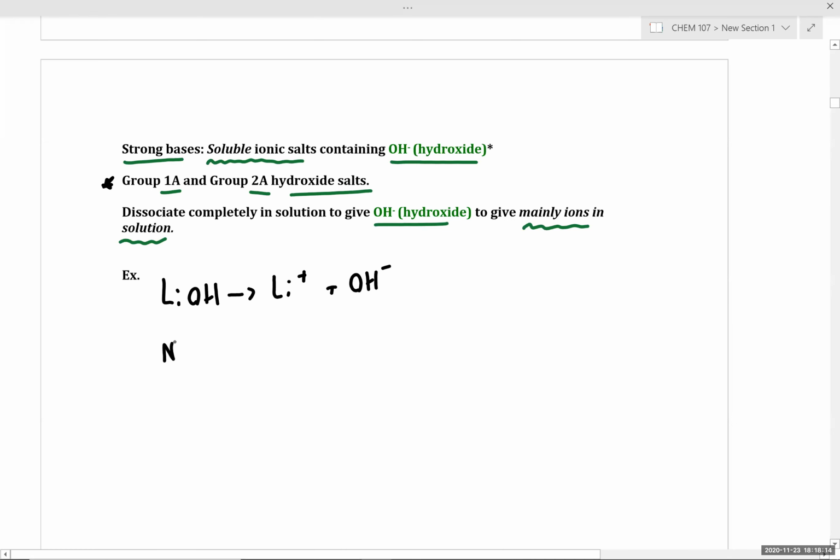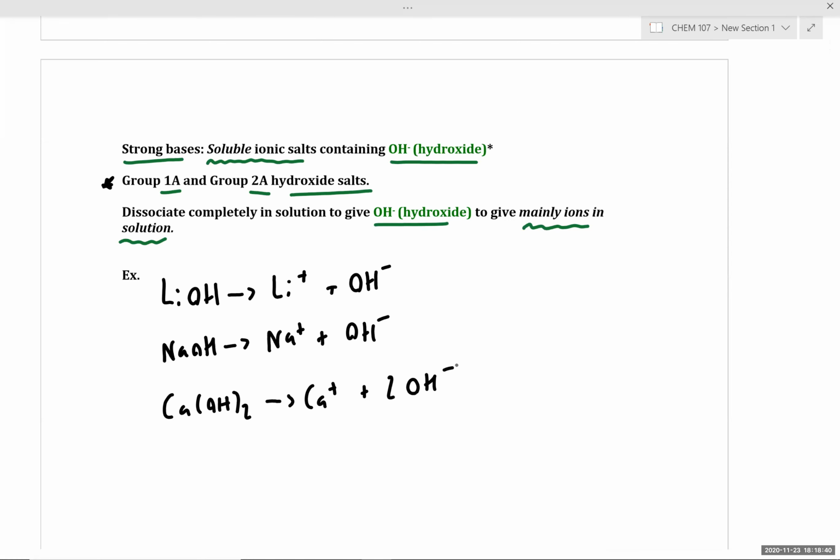NaOH, yep, then you get the sodium plus OH. Yep, sodium hydroxide is a perfectly valid example, and that dissociates in solution to yield sodium plus and OH minus. Calcium hydroxide is sparingly soluble, and it can dissociate to yield calcium 2 plus along with hydroxide.